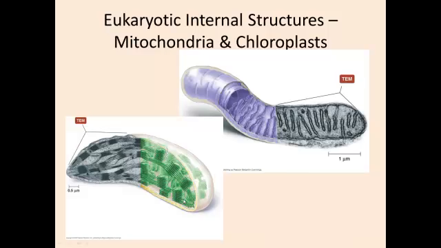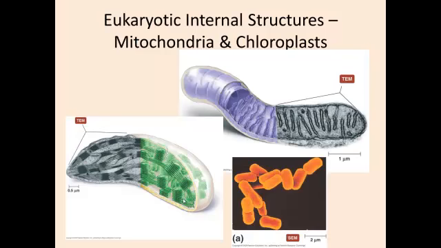Both have 70S ribosomes, and they have their own circular chromosomes which contain genes specific to photosynthesis and aerobic respiration, and they divide on their own, independently of the rest of the cell. Sounds like prokaryotes, doesn't it?